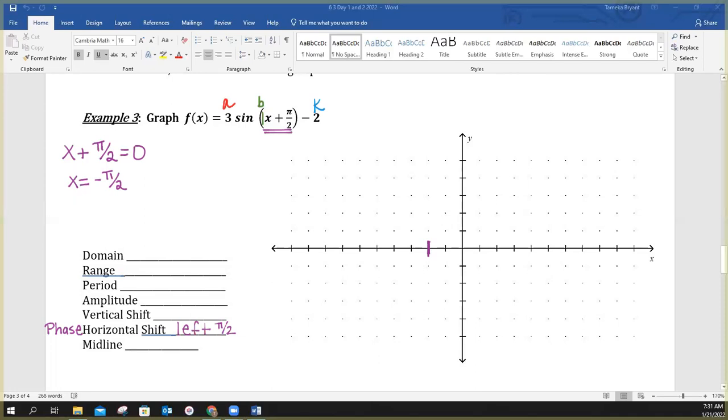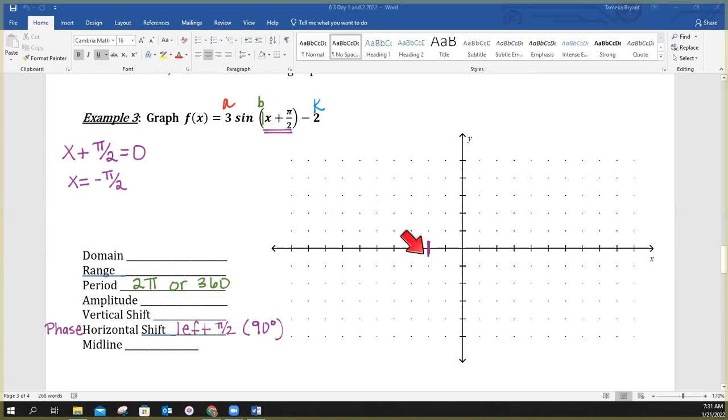Now let's look at how long one revolution is going to take. So in this example, B is still 1. B is 1, which is the same as your parent. So the period is 2 pi divided by 1. And 2 pi divided by 1 is still 2 pi. So for this first one, I'm going to write everything in radians and degrees. So it's 2 pi or 360. And for the phase shift, we're going to shift to the left pi over 2, which is the same as 90 degrees.